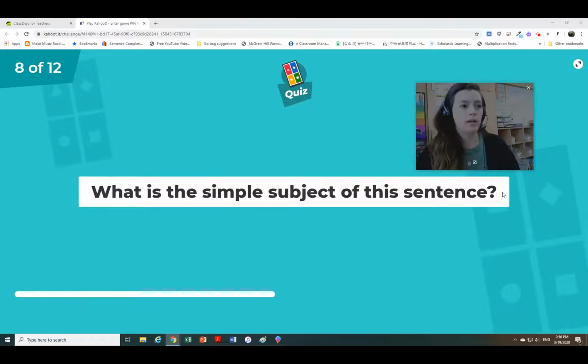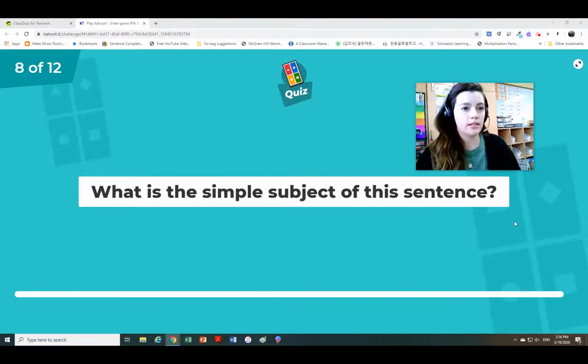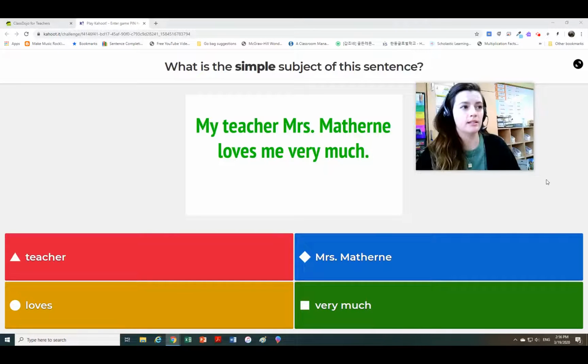Okay. What is the simple subject of the sentence? Same question, different sentence. My teacher, Mrs. Mathern, loves me very much. What is the most simple form of the subject? Mrs. Mathern, teacher, very much, loves. Mark your answer now.